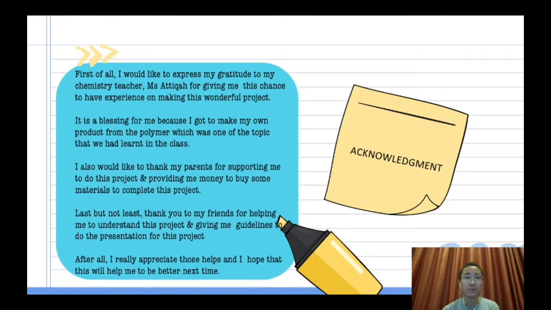First of all, I'd like to express my gratitude to my chemistry teacher, Miss Atika, for giving me this chance to have experience on making this wonderful project. It's a blessing for me because I got to make my own product from the polymer, which was one of the topics that we had learned in the class. I also like to thank my parents for supporting me to do this project and providing me money to buy some materials to complete this project. Last but not least, thank you to my friends for helping me to understand this project and giving me guidelines to do the presentation for this project. After all, I really appreciate those helps and I hope that this will help me to be better next time.